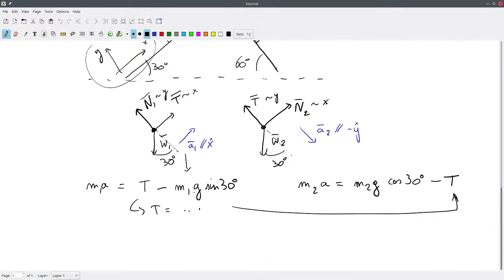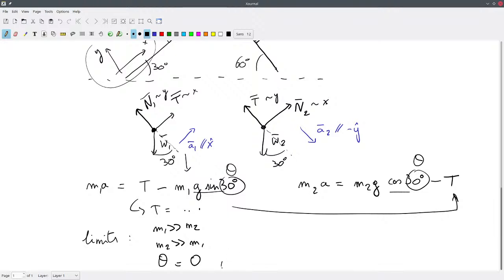And what you'll see is, of course, since we have a cosine and a sine, the expression will look a little bit more difficult, but everything else will be similar. And then, of course, we would go through the same situation of evaluating the limits. What happens if m1 is much greater than m2? What happens if m2 is much greater than m1? I could have started with this as an angle theta, and then I could do things like, what happens if theta is 0? What happens if theta is 90 degrees?